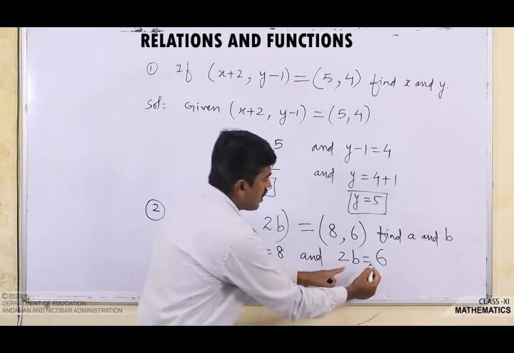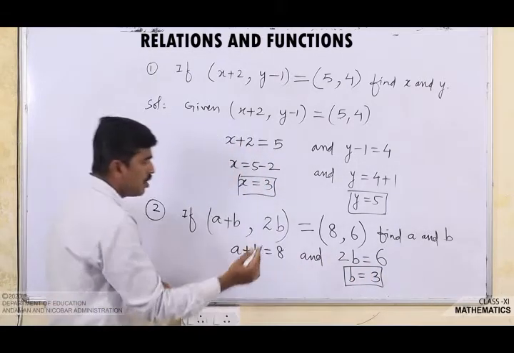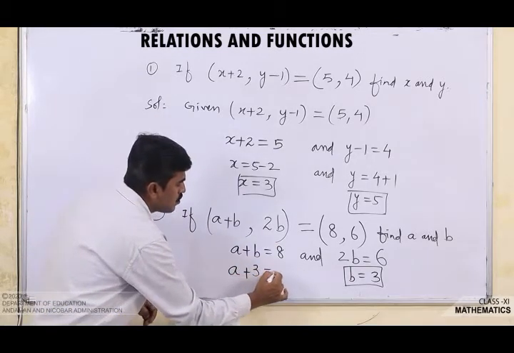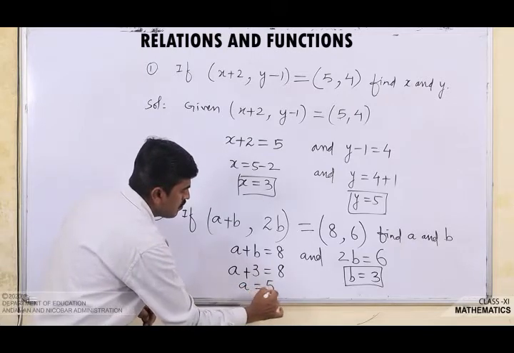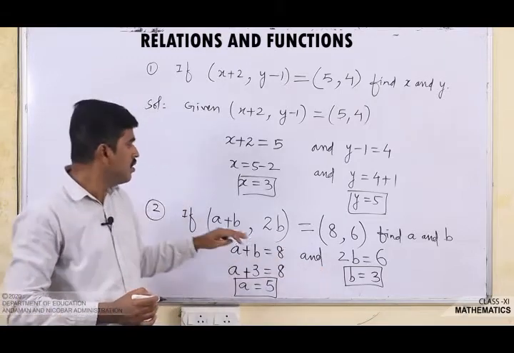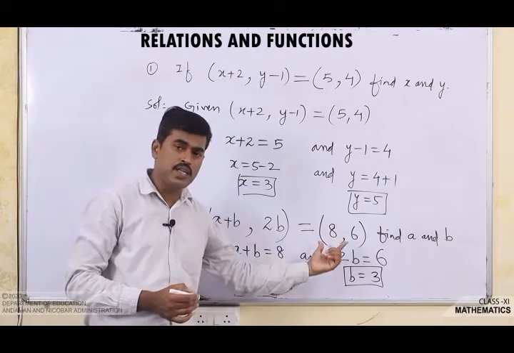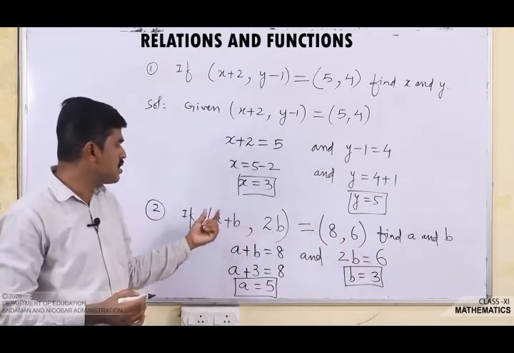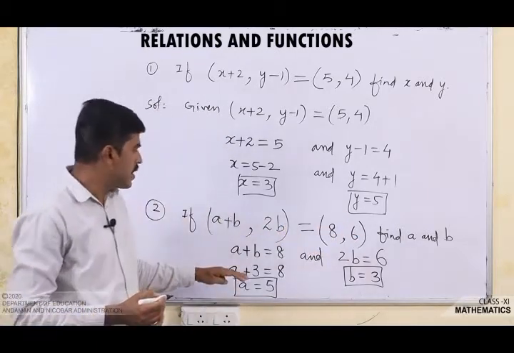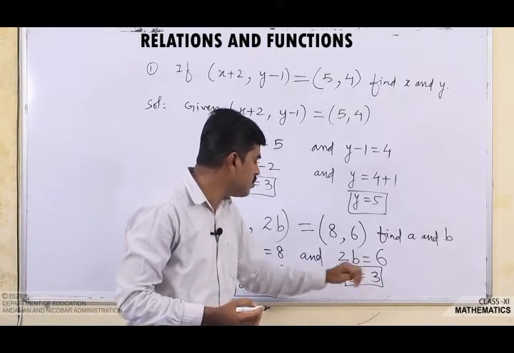So first find the value of b. b is equal to 6 by 2, that is 3. Now put the value of b in this equation. So we will get a plus 3 is equal to 8, so a is equal to 5. Clear? You should know what is meant by equality of ordered pairs. Given that these two ordered pairs are equal, a plus b is equal to 8 and 2b is equal to 6. So a is equal to 5 and b is equal to 3.